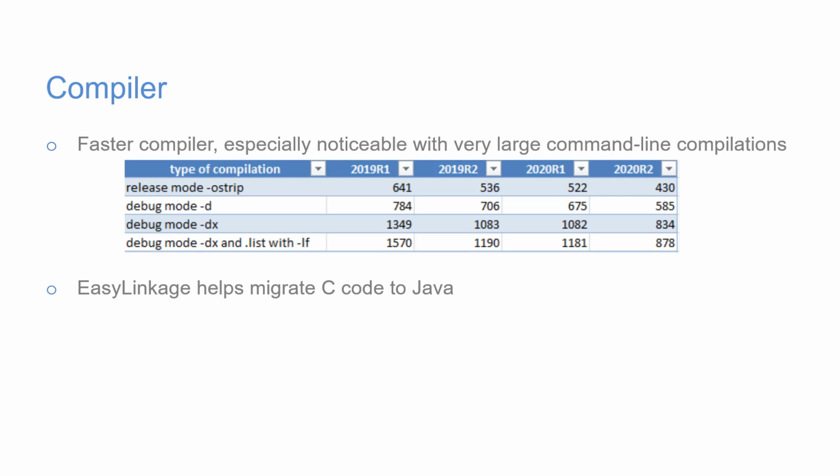The easy linkage feature has been enhanced in 2020 R2 so that it automatically generates a set of Java stub programs for each call statement in the COBOL code, making it easier for the Java programmer to work with the COBOL program by taking care of these issues and giving them a Java starting point.